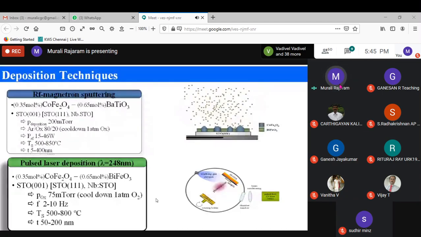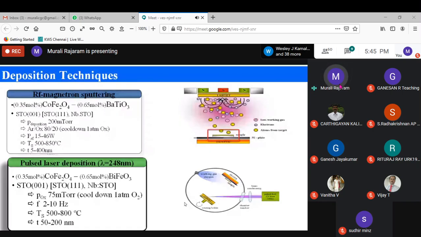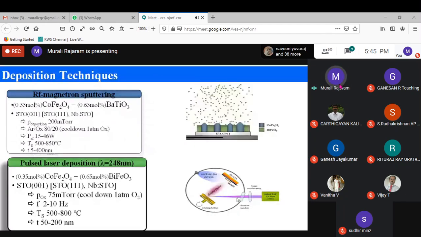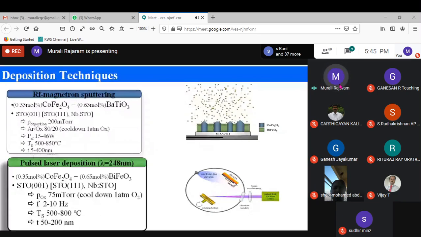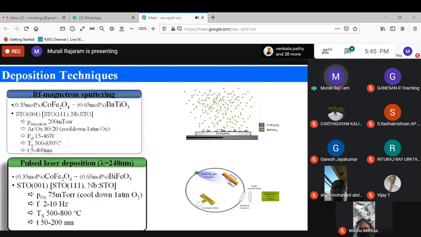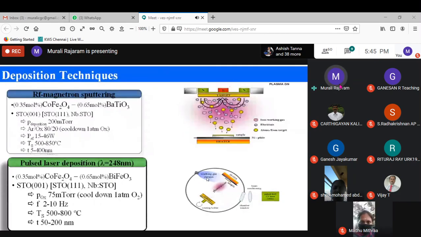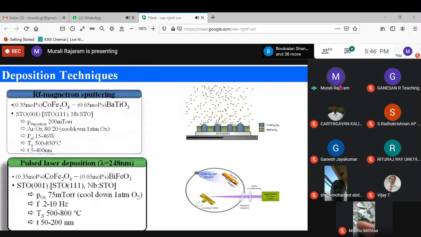This cartoon just shows how pulsed laser deposition works. You have an excimer laser. Pulses strike a target and produce plasma, and then if you have a substrate here, the thin films can be grown. The thin films can be grown in different atmospheres, like oxygen if you are preparing oxides, or if you want to grow metals, you can use argon as a gas, so you can prepare metal also.